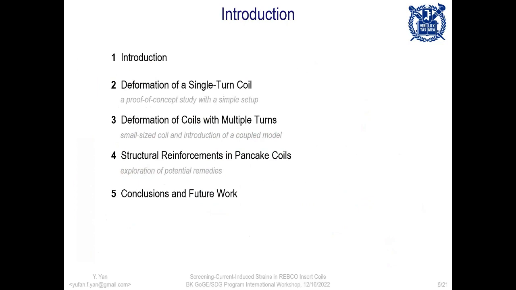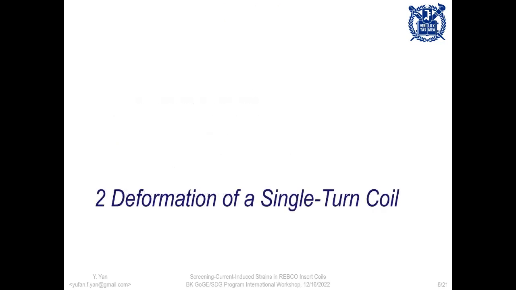Today we will introduce our work on the subject of screening current-induced strains in REBCO coils. First, we will present a proof of concept study on the deformation of a single turn coil. Then we move on with the deformation of coils wound with multiple turns, and we will introduce a modified simulation model. After that, we will try to evaluate several viable options to provide structural reinforcements, especially in pancake coils. So first is a study on the deformation of a single turn coil.